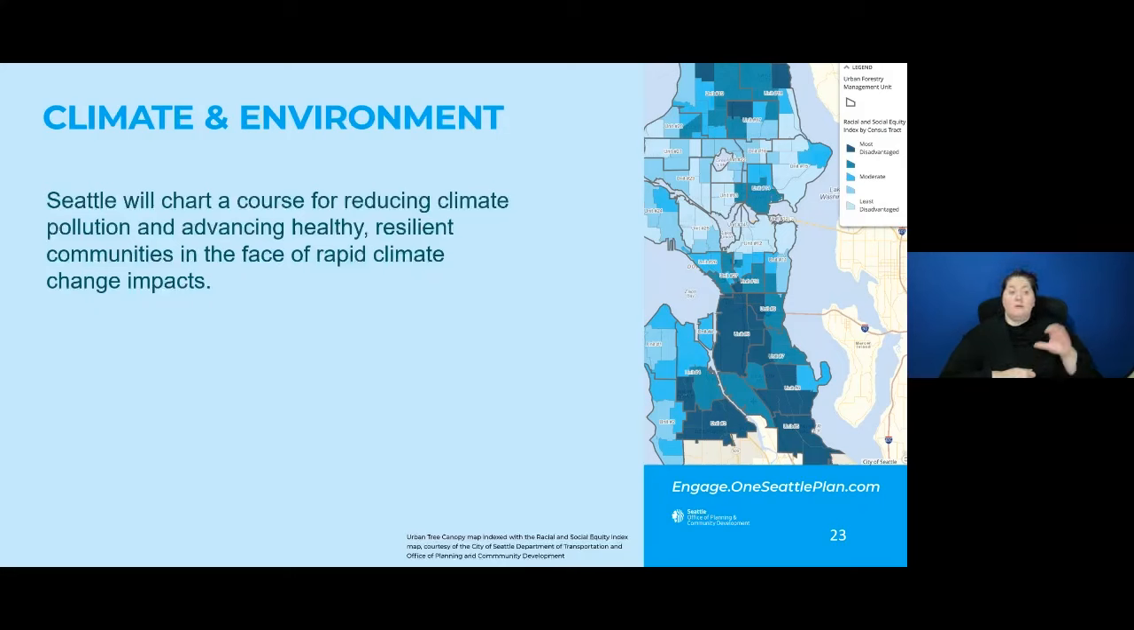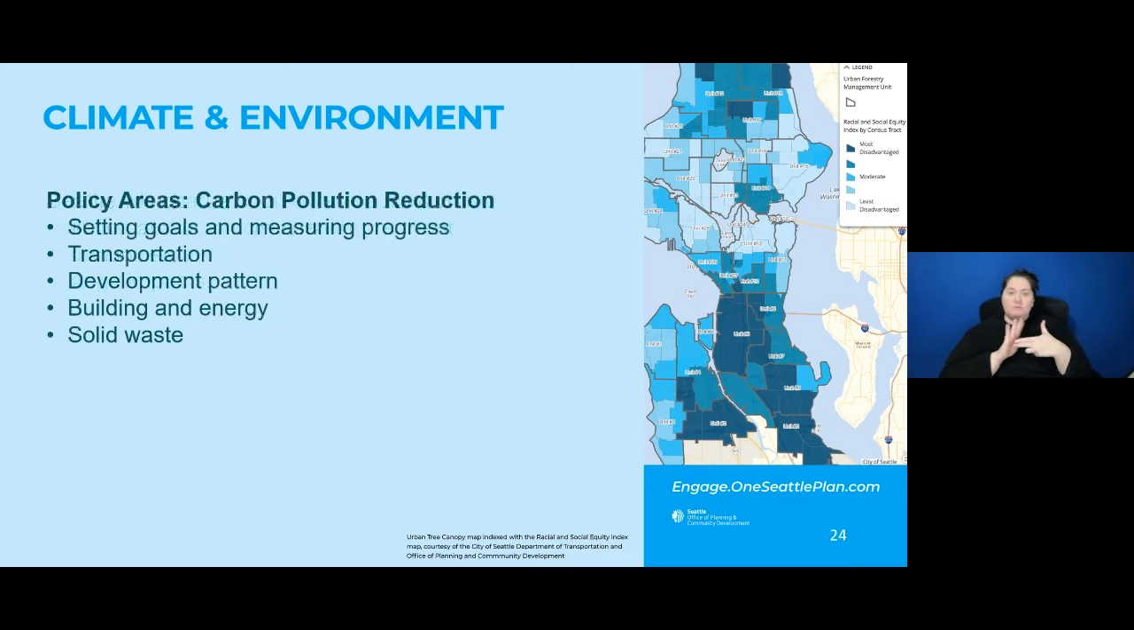Climate and environment. The current plan, the one adopted 10 years ago, does address climate and the environment, but along with a middle housing bill from the state, there's another very important new requirement in the Growth Management Act that all cities have a very robust element or chapter on climate. We've expanded what we had in the comp plan and renamed it as climate and environment.